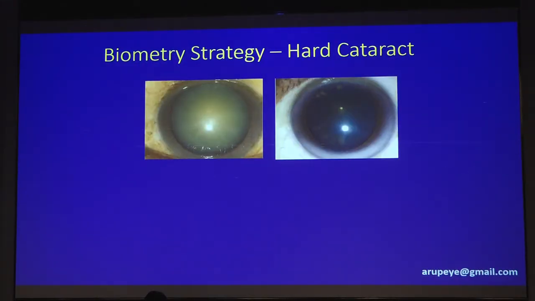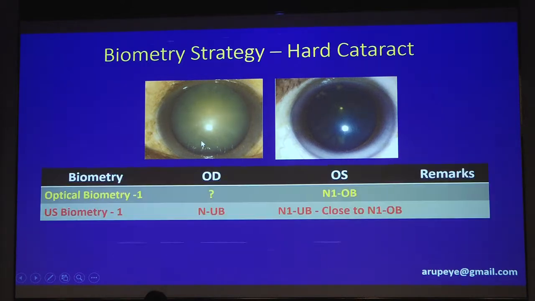Now for hard cataracts, a cataract like this, a patient I operated some time back, optical biometry doesn't work. But the fellow eye may be pseudophakic or have an immature cataract, so optical biometry gives you a value. Then I would also perform an ultrasound biometry, and if in this eye the optical biometer and ultrasonic biometer axial lengths are more or less similar, I would assume that the technician has done a good job, and the axial length obtained by ultrasonic biometry on the mature cataract eye can be relied upon.